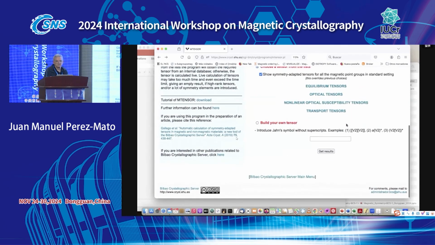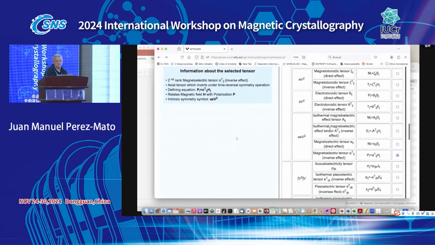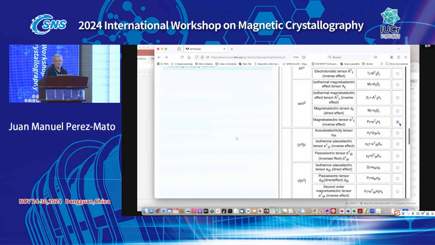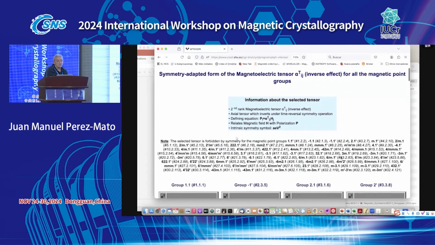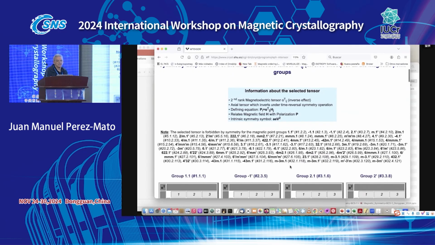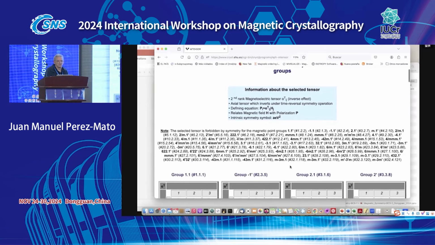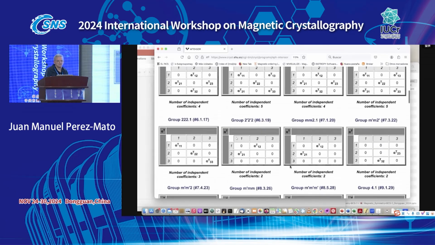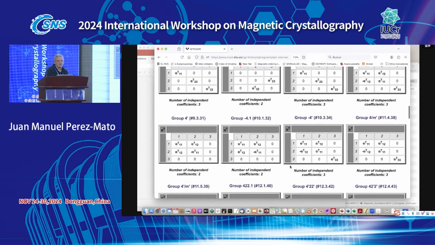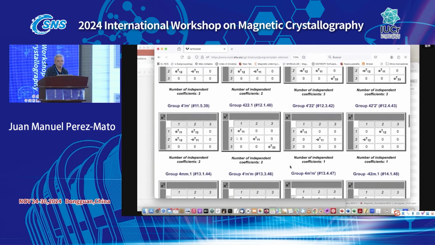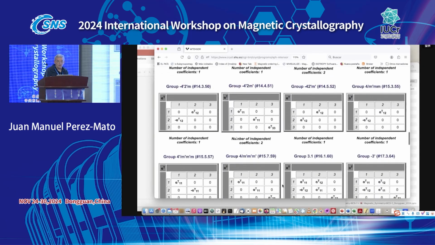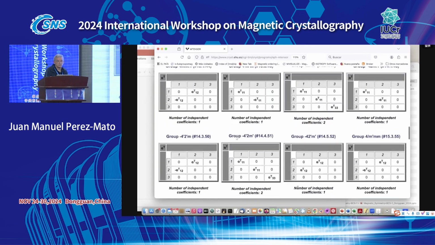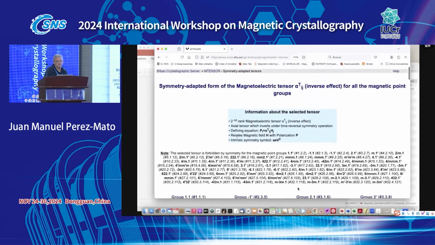I click here, I go again to equilibrium, and I go again to my... then this list are the point groups that have forbidden this magnetoelectric tensor. It's 0. And these are the ones which, as you increase the symmetry, of course, the number of possibilities in the tensor decreases, and you have very different possibilities, okay? Depending on your point group symmetry. And you know which point symmetries allow a magnetoelectricity and which ones not.